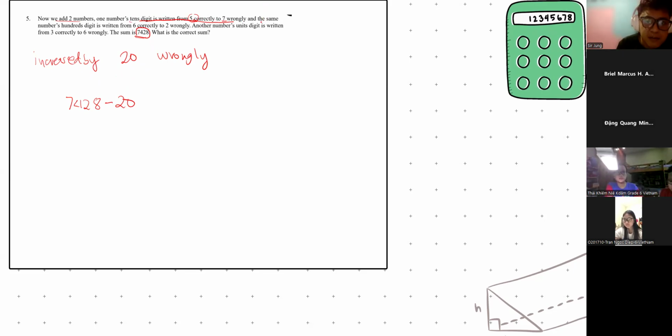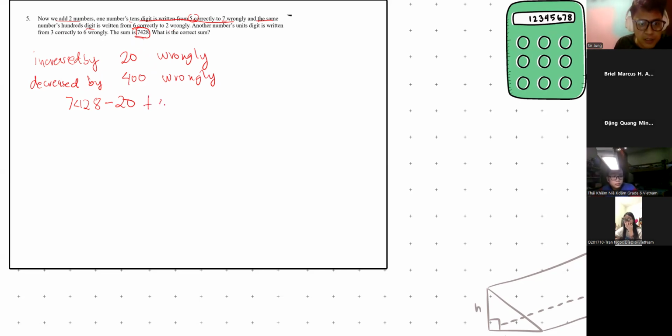Okay? Then we have another number whose hundreds digit is written from 6 correctly to 2 wrongly. What does this mean? Note that the number decreased, right? Meaning, again, the total sum was decreased. By how many did we do incorrectly? We have four, right? 6 to 2 is 4, or the difference between 6 and 2 is 4. Meaning, we decreased the wrong sum or the total sum by 400 wrongly. So if we decreased by 400 wrongly, we need to add 400, right?